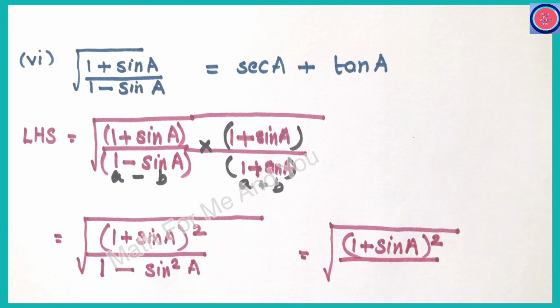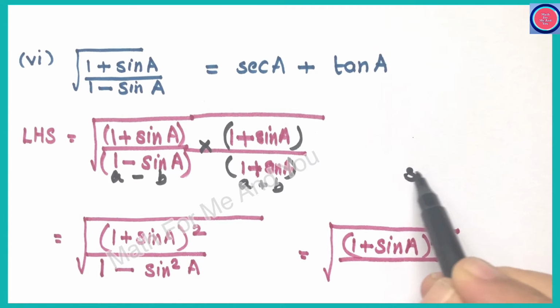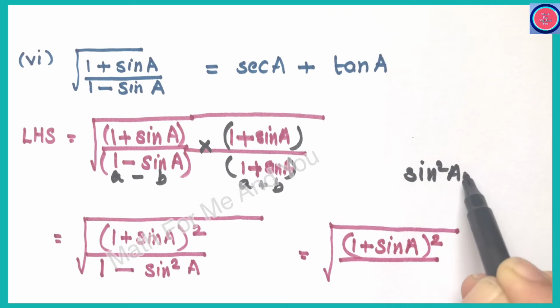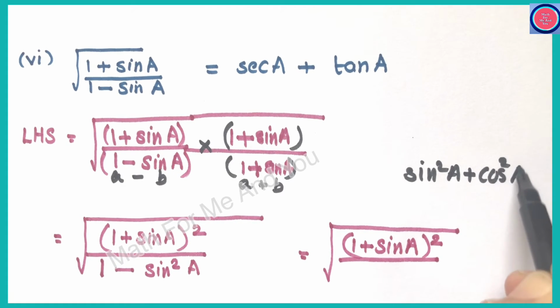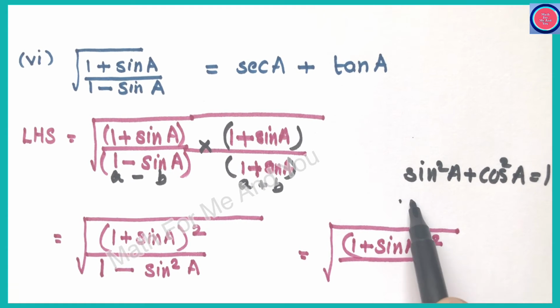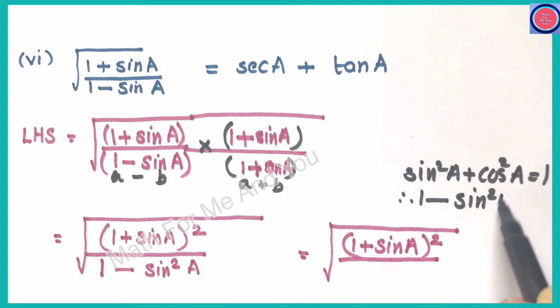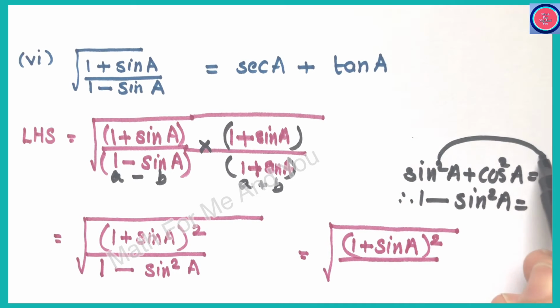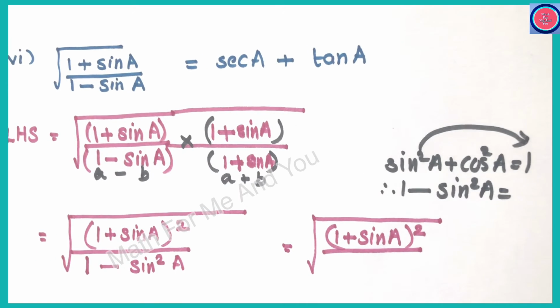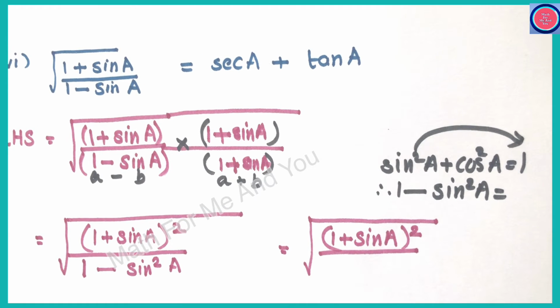Denominator we are going to change using the identity sin square A plus cos square A equals 1. And from that identity we can write what is 1 minus sin square A. This is a very important identity we have to remember. From here we are finding 1 minus sin square A. Move sin square to the right side, it becomes minus sin square, and we get 1 minus sin square A equal to cos square A. So we can replace the denominator with the term cos square A.